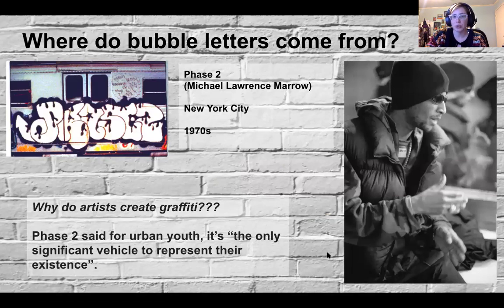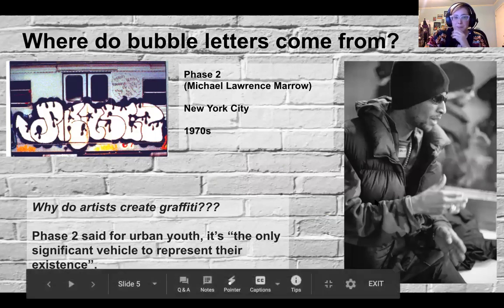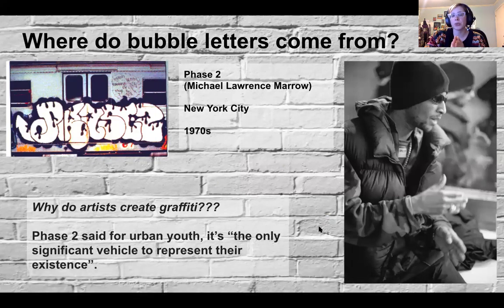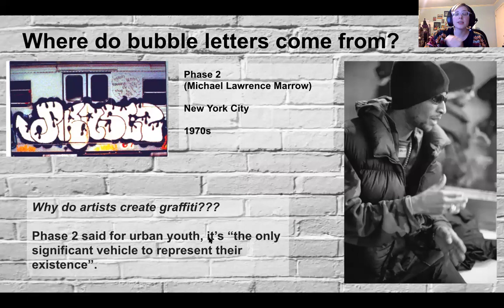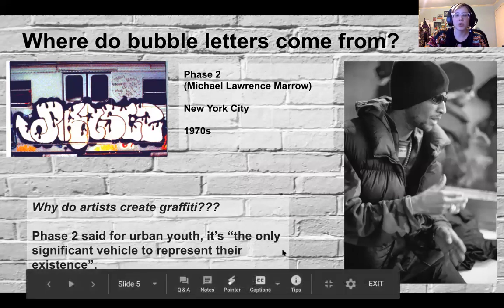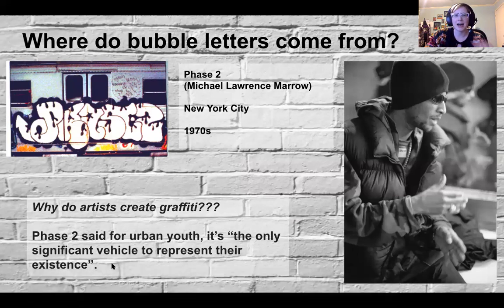His name is Phase 2. That's his graffiti name. However, his actual name is Michael Lawrence Marrows. There's a picture of him there. And for him, the way that he would answer this question, why do artists create graffiti? Specifically for him, growing up in the 70s in New York City, he said, Phase 2 said, for urban youth, meaning youth growing up in the city, it's the only significant vehicle to represent their existence. Trying to say, I am here, I matter.